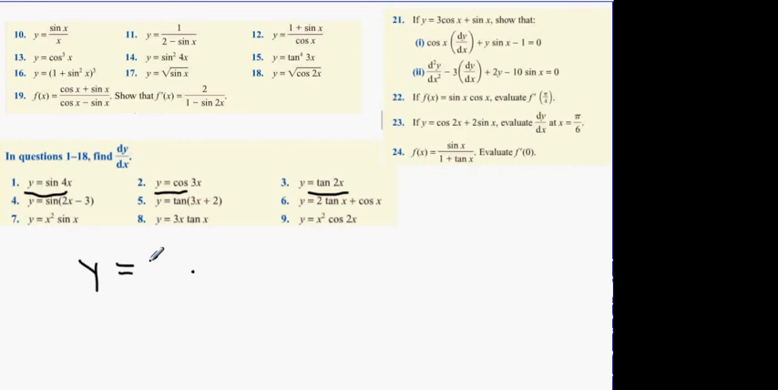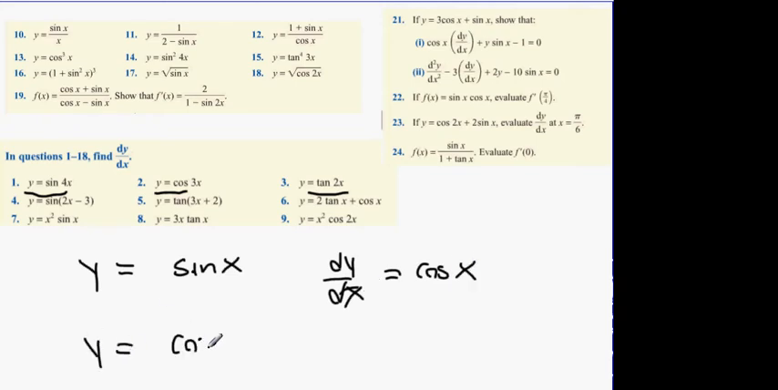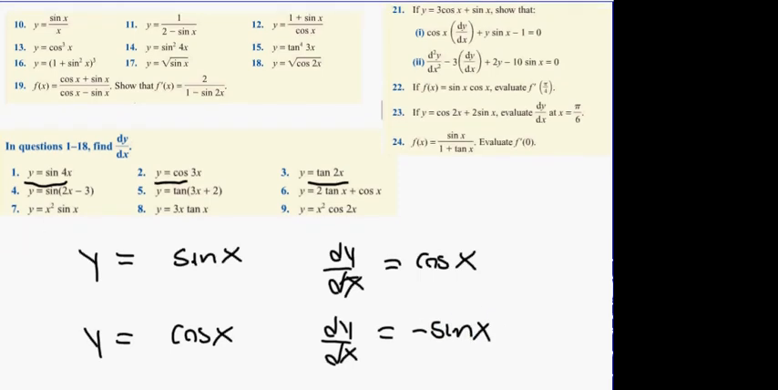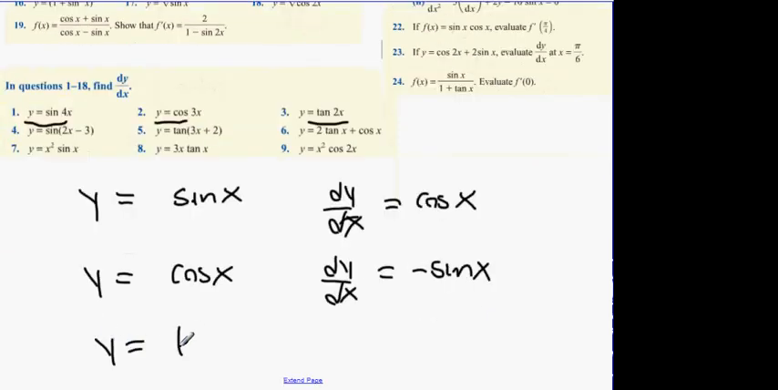If y equals sine x, what you're going to be told next is that dy dx, when you differentiate sine x, you get cos x, okay? The next thing you're going to be told is when y equals cos x, when you differentiate, you get minus sine x. Okay? You are given in your table that when you differentiate tan x, you get something called secant squared x.